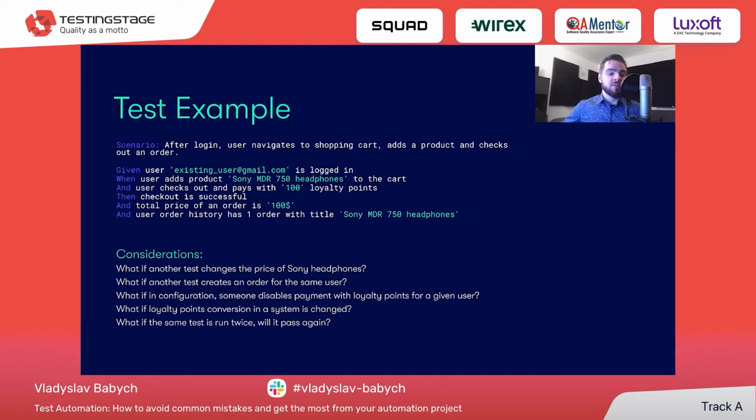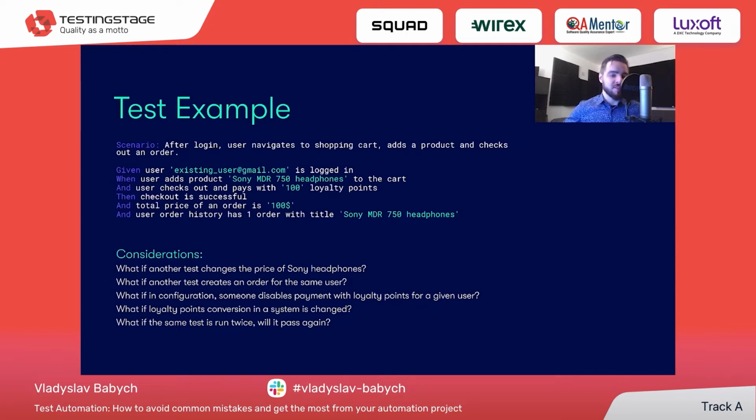So in our given step, we log in using this email, we add some existing product to the cart, let's say Sony headphones. The user checks out and pays with 100 loyalty points. Then we verify that the checkout is successful. The total price of the order is $100, and the user order history has one order with the title of this product, Sony MDR headphones.